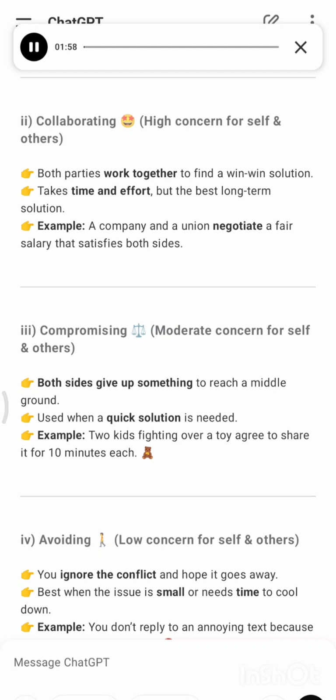Both sides give up something to reach a middle ground. Used when a quick solution is needed. Example: two kids fighting over a toy agree to share it for 10 minutes each.